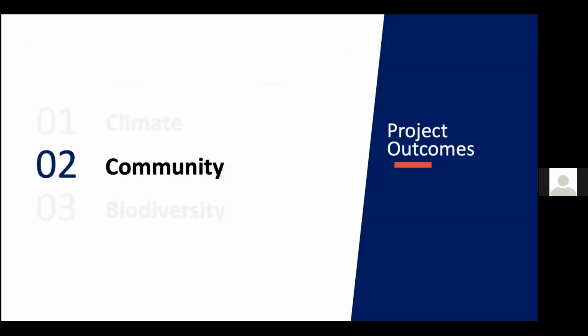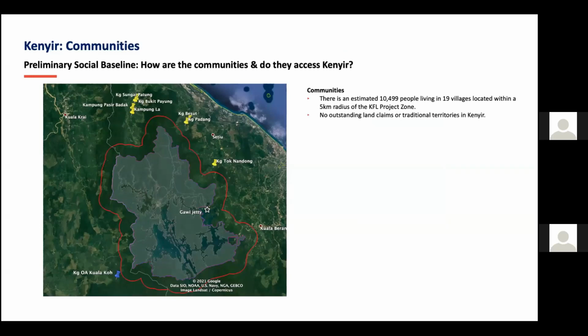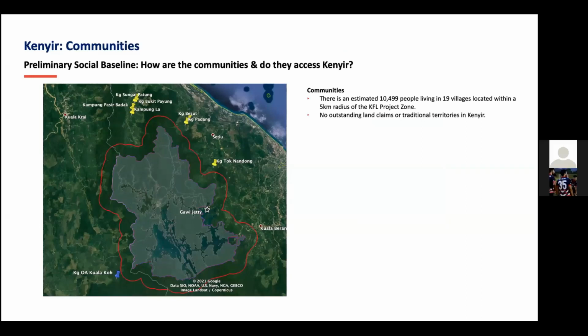Yang kedua is community. All right, Kenyir communities. Who are the communities and do they access Kenyir? All right, we need to take into account if any local communities are using or accessing Kenyir for various reasons. So I think based on our very high level assessment, we look at the map, we look at data banci, right?